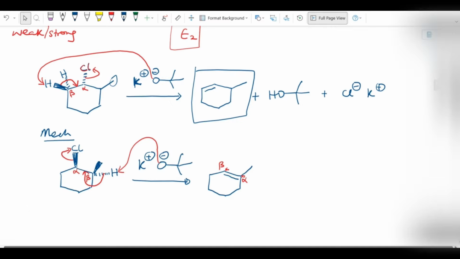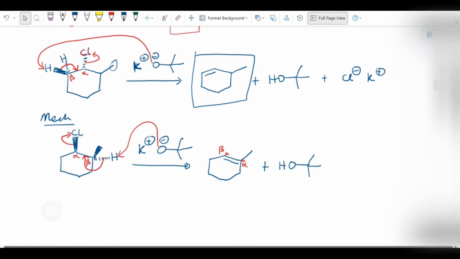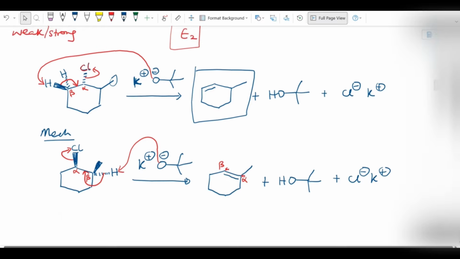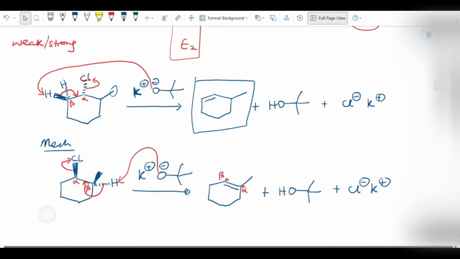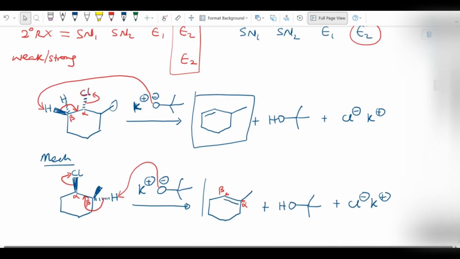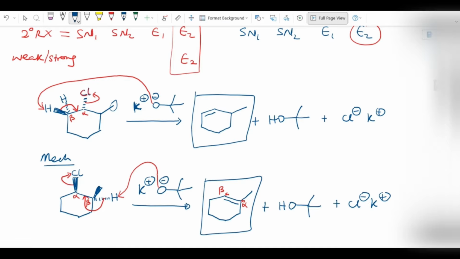So when the base pulls off that proton, that base is going to form the conjugate acid of the base, and here we'll have the chloride leaving group. The cation will be attracted to the anion. So this will be the mechanism demonstrating how both alkenes are formed.